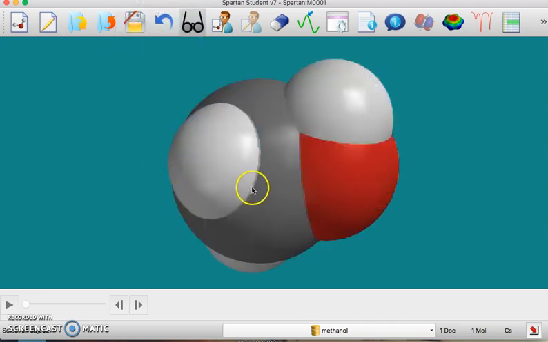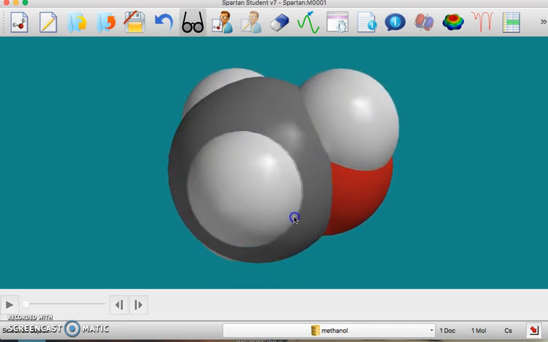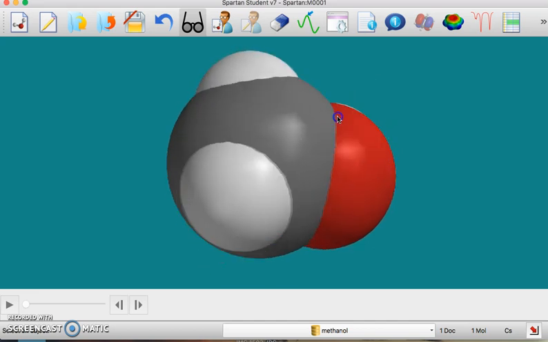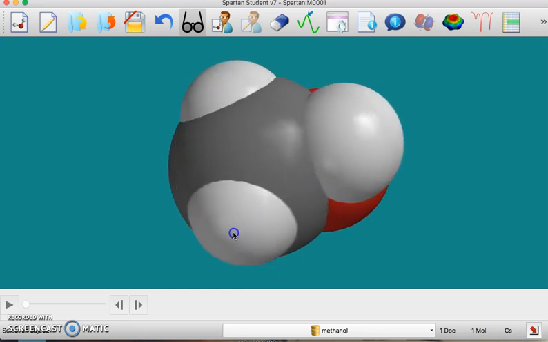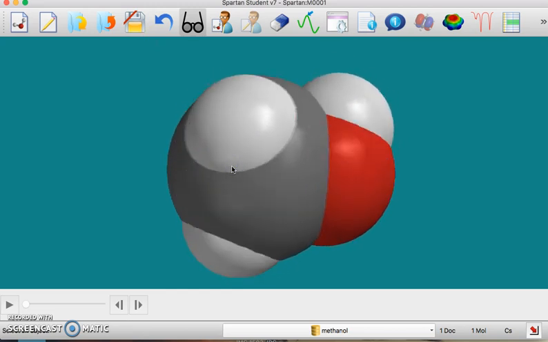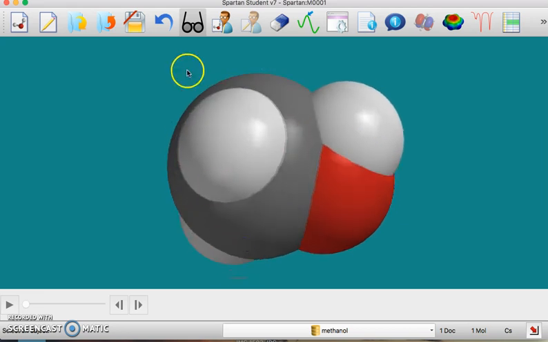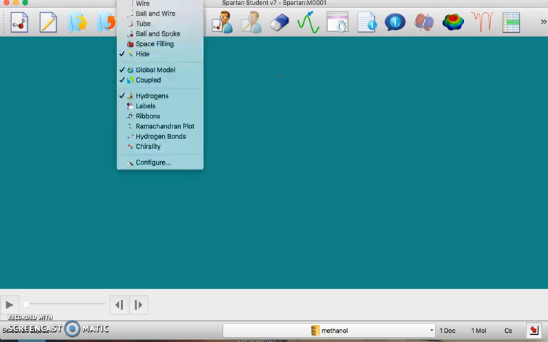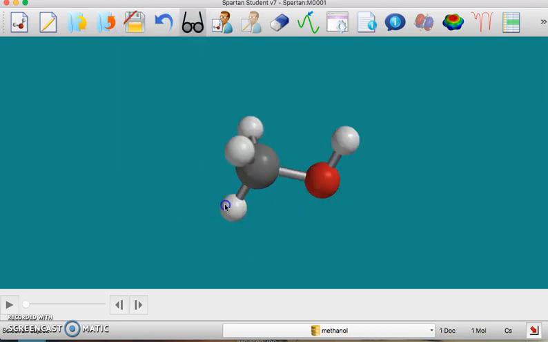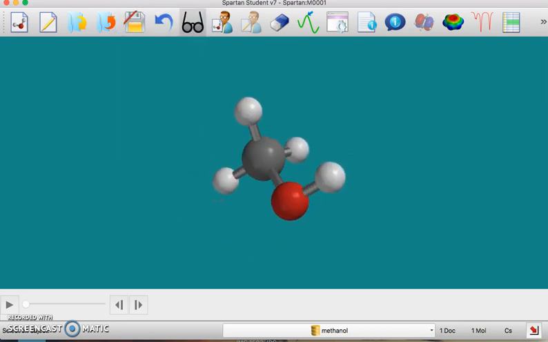Or you can do space filling, which is to say that honestly, there's not a lot of space between atoms in a molecule. Those electrons get shared, and the whole thing just kind of becomes like a big bubble. You'll notice that this looks like the electrostatic potential map, except without the electrostatic colors involved. It just is sort of telling you where the atoms are. You can also hide the molecule, which is not super helpful. So we'll go back to our ball and spoke version.